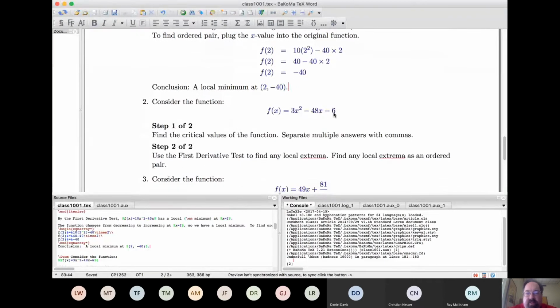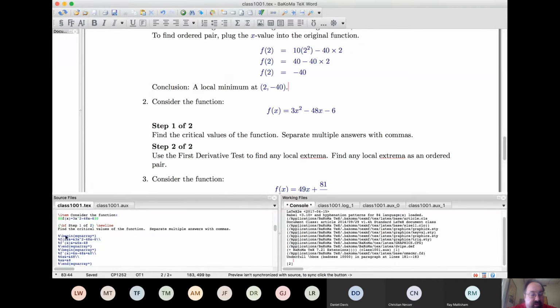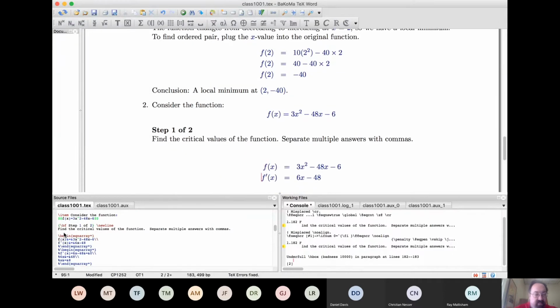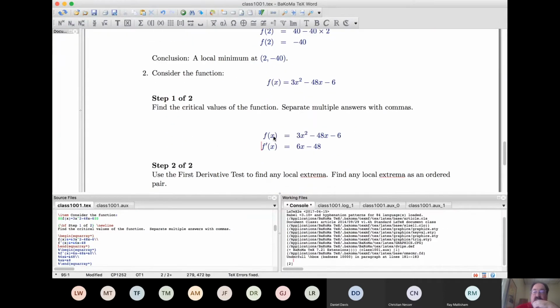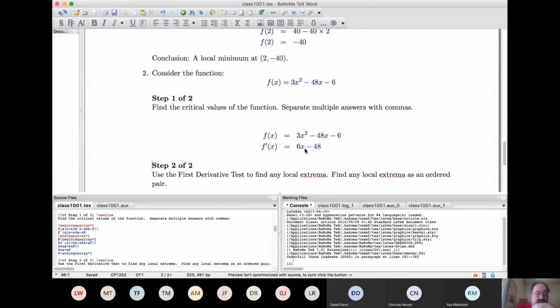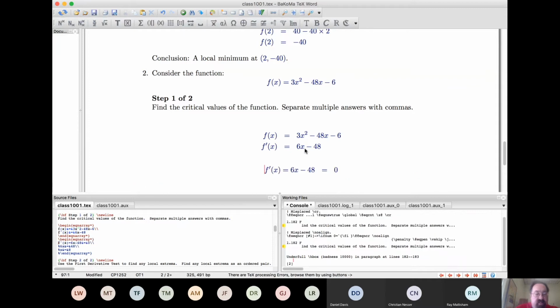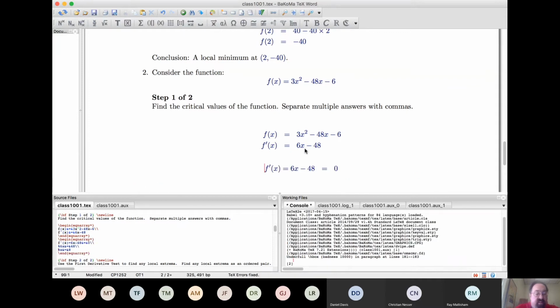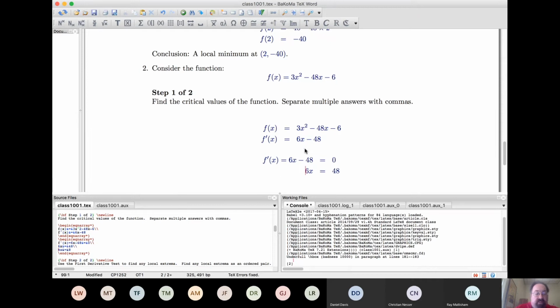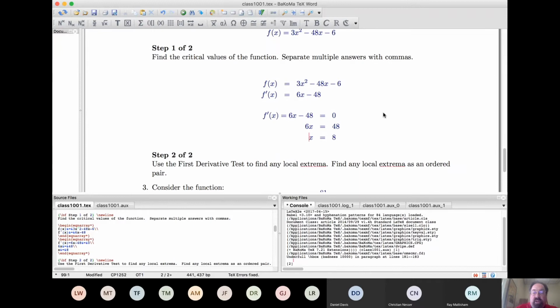So here we're doing the same thing. Here's our function. Find a critical value, so find the derivative and see where it is equal to 0. We take the derivative using the basic rules, and now we set this equal to 0. Then we just divide by 6, and we get, once again, only one critical value, and that is x equals 8.